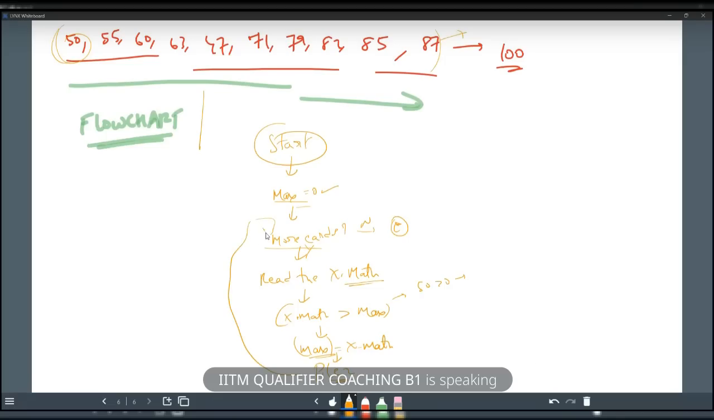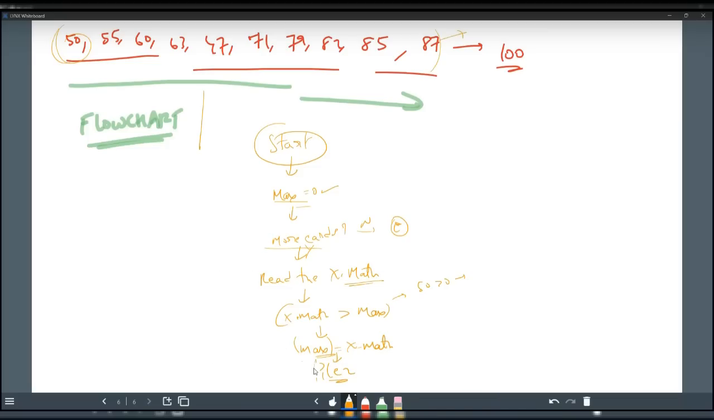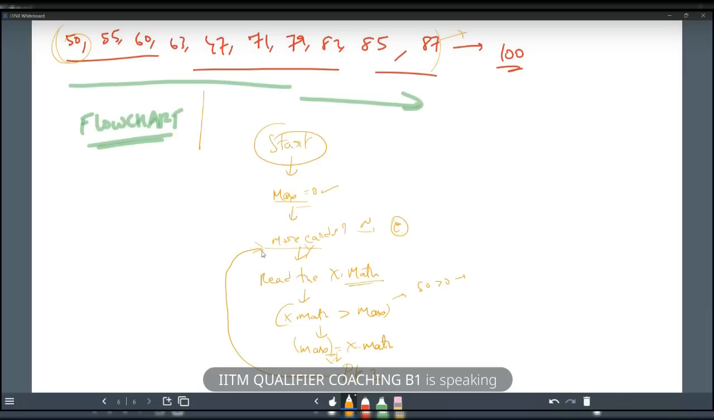And now we move on to this third step again. After keeping it in pile 2, we move on to the third step, and if we find more cards, again we read the next card. Here it is 55, right? So 55 is greater than 50.